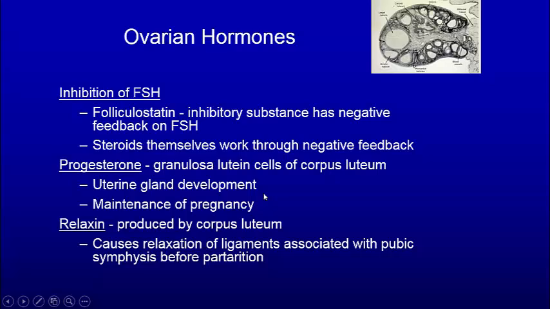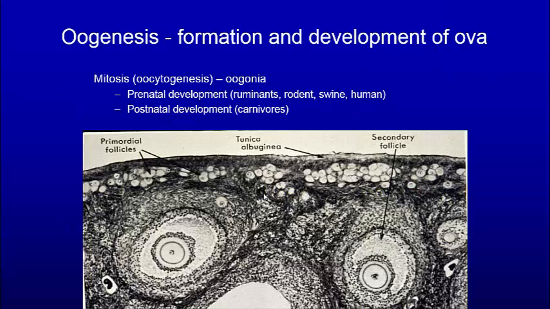Progesterone, produced by the corpus luteum cells, causes uterine gland development, and also helps to maintain pregnancy. Relaxin is also involved, produced by the corpus luteum. It causes relaxation of the ligaments associated with the pelvis before parturition occurs. So relaxin is involved in childbirth.